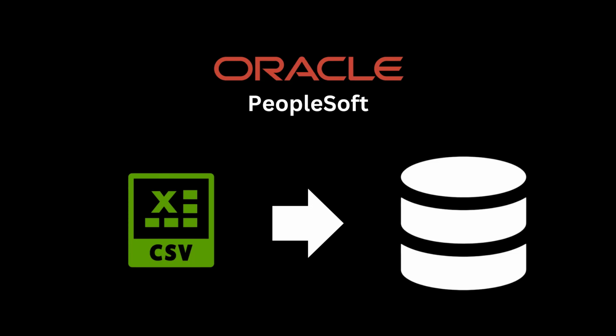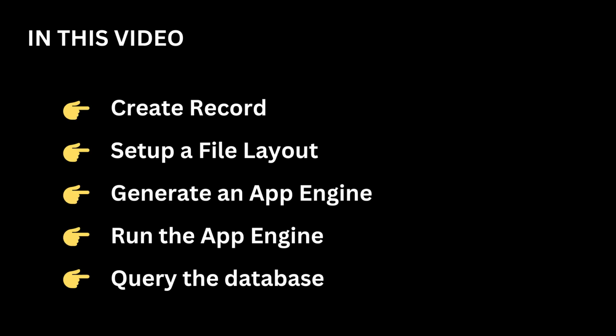In this video, I'll show you how to import a CSV file into PeopleSoft database using a file layout. We will start by creating a record, which sets up the data structure to store the data. Next, we will set up a file layout to align the CSV data with the database fields. We will then generate an app engine to automate the import process for the CSV data.